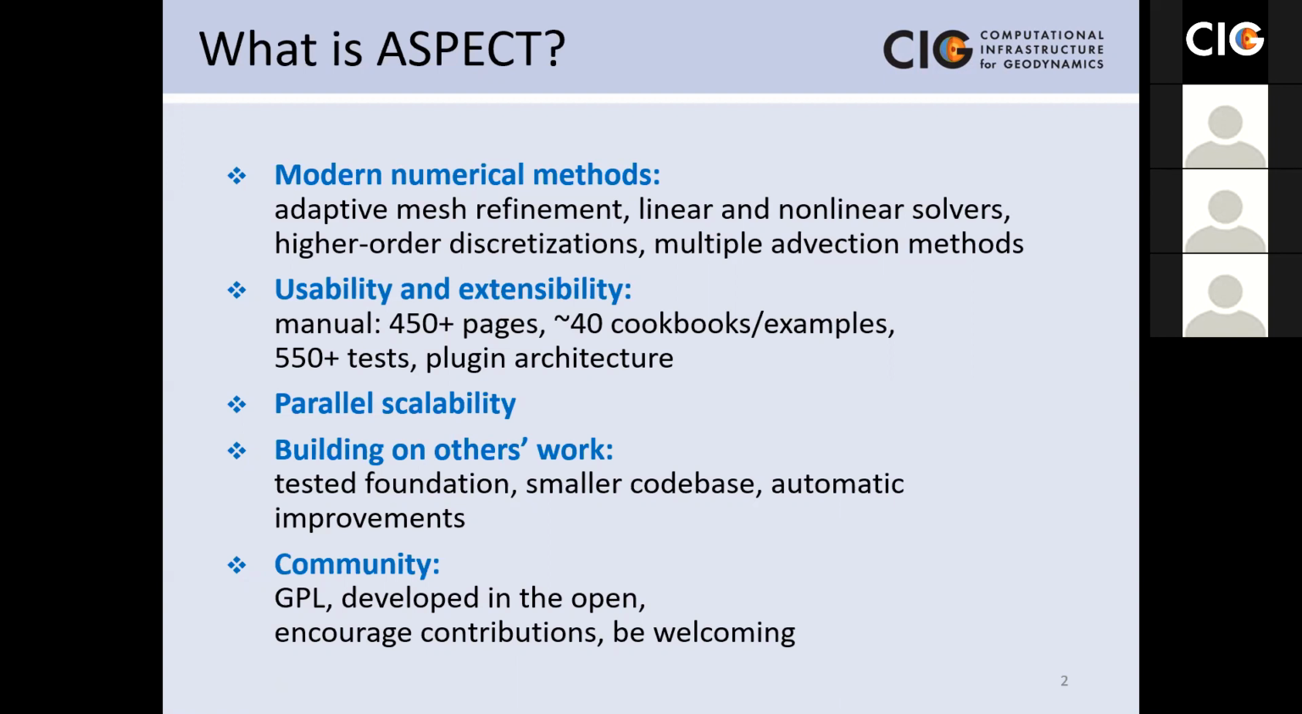But one of the really defining features of ASPECT is that it is a community code, and it's a community code in the true sense. That means it's published with an open source license. The development happens in the open. You can watch the development on GitHub, and we try to encourage contributions from everyone by forming a welcoming community, by answering questions on the mailing list, and just in general by welcoming people into the community who want to participate.